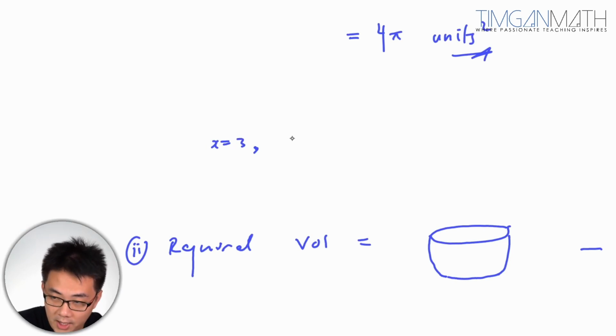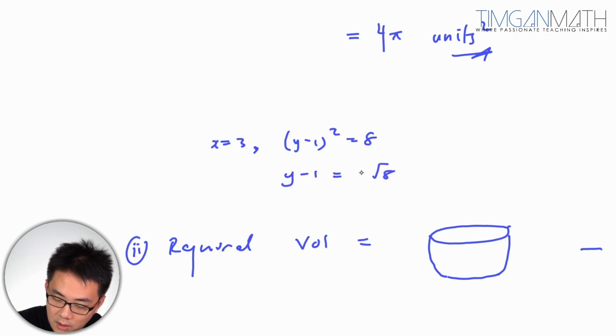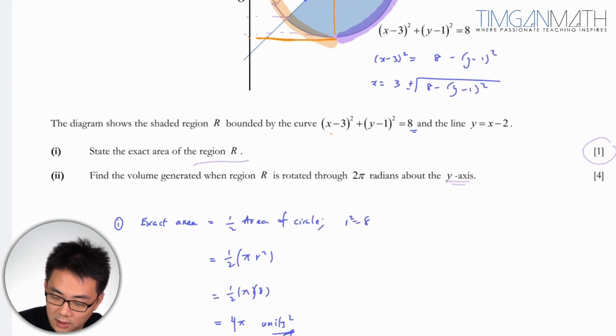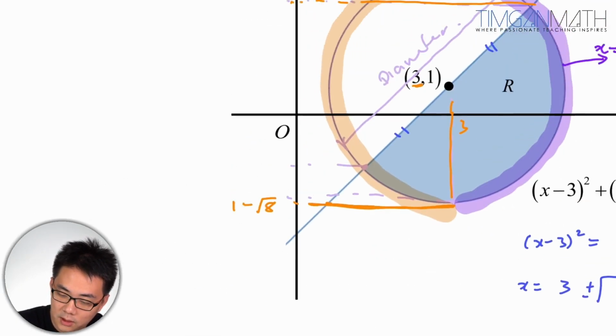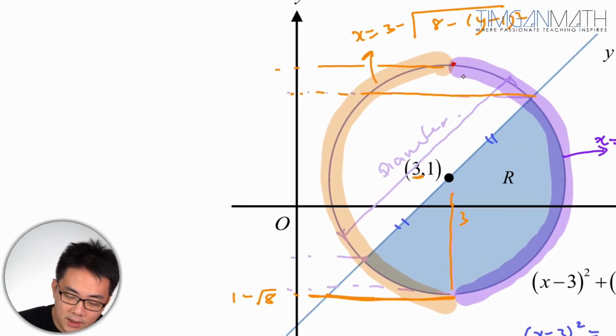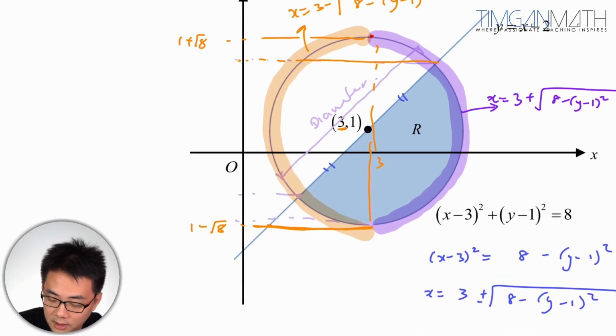That will be (y minus 1) squared equals 8. So y minus 1 equals plus minus square root 8, and y equals 1 plus minus root 8. Okay, so it doesn't take long for you to know that this is actually 1 minus root 8. This is 1 plus root 8. You can simplify it, but it doesn't really matter. Okay, then of course you need this point here as well.